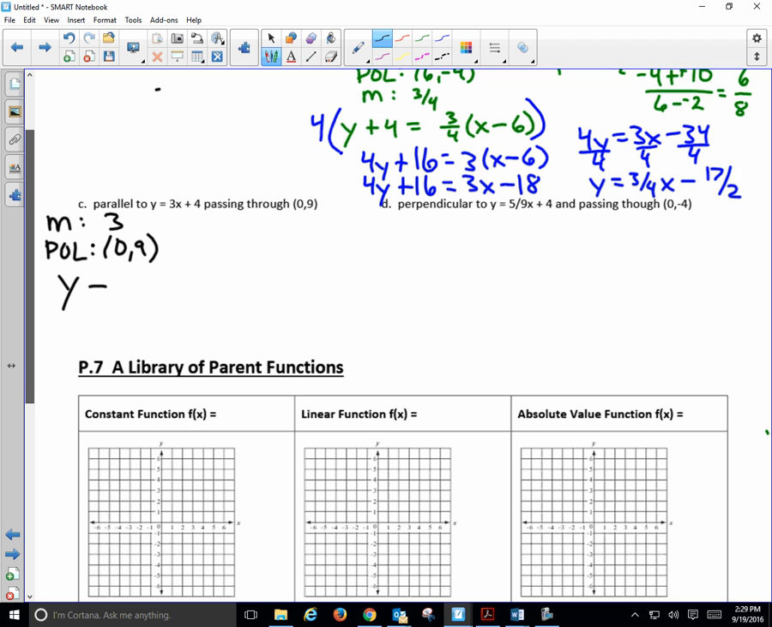y minus what? 9 equals 3 times x minus what? 0. Or y minus 9 is equal to 3x. Add the 9, y equals 3x plus 9.